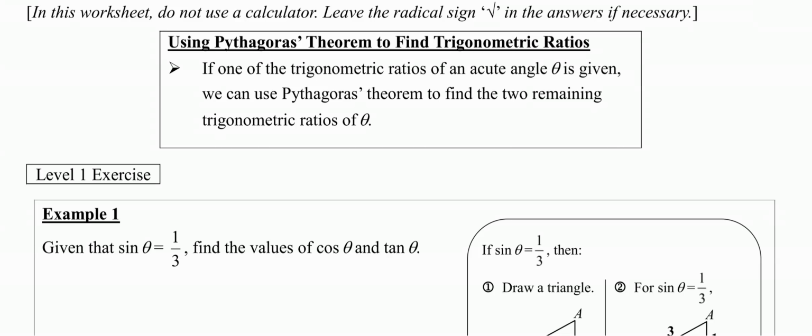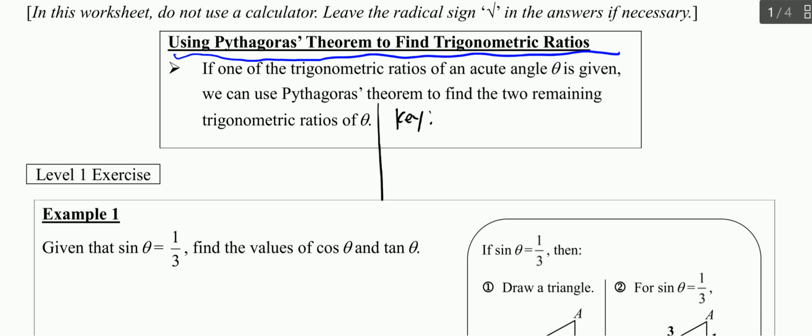Okay, this video tries to give you an idea that you can use the Pythagoras theorem to find the other trigonometric ratios. What does that mean? Let me just write down the key for these notes.